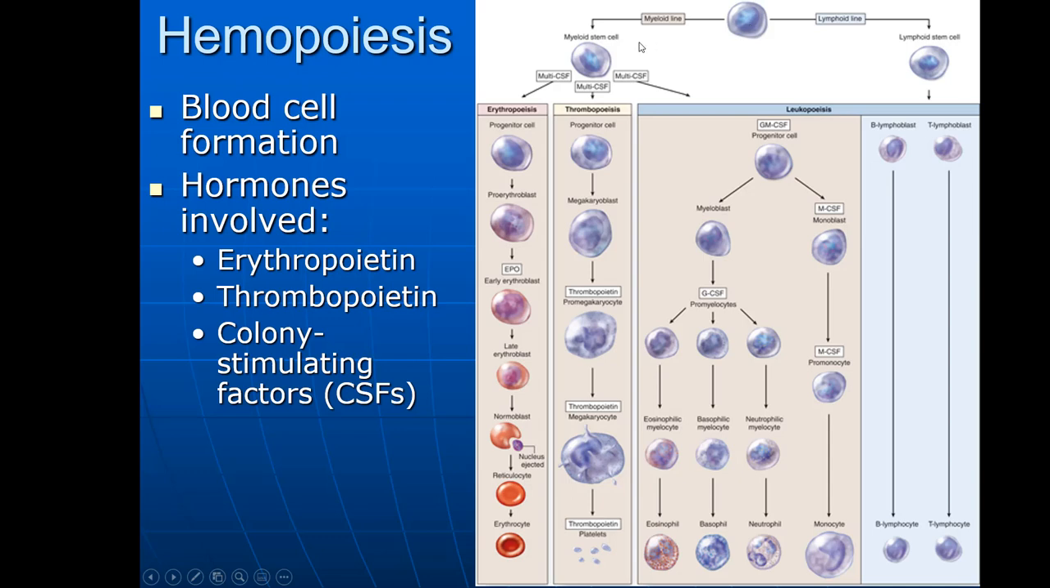It's going to differentiate into what we call a myeloid stem cell or a lymphoid stem cell. So from here, the lymphoid stem cell gives us all our lymphocytes, B lymphocyte, T lymphocyte. The myeloid stem cell gives everything else. So I don't really want you to know all these little steps in here, but I want to point out a few things.